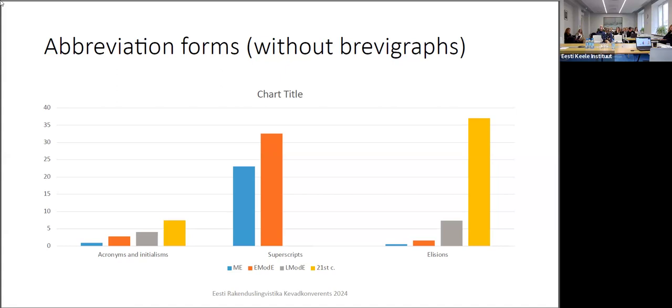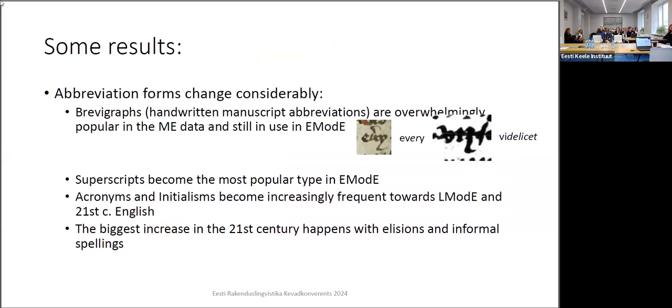But the really big increase is actually elisions. So what people actually do when they write is use elisions, and there are brevigraphs. Here are some examples. There's "every", for which they use a kind of squiggle, or "viz", which is from videlicet. In the Middle Ages it was this squiggly thing, and later it is spelled with a Z. Superscripts peak at one point, and the biggest increase in the 20th century happens with elisions and informal spellings.